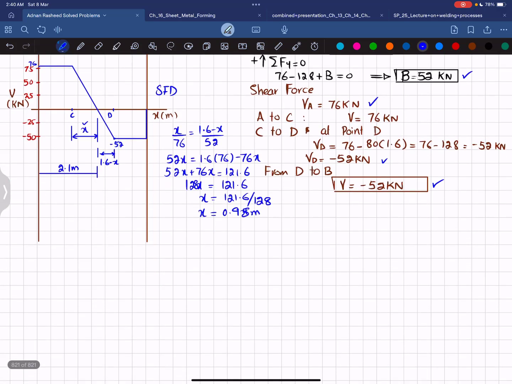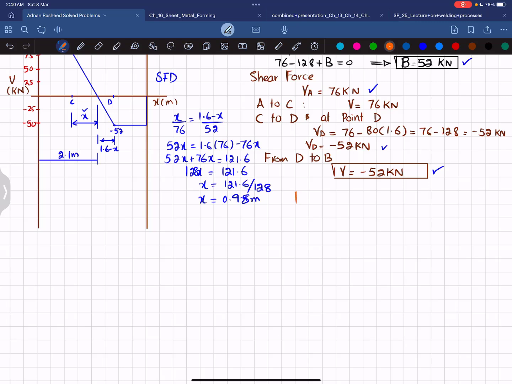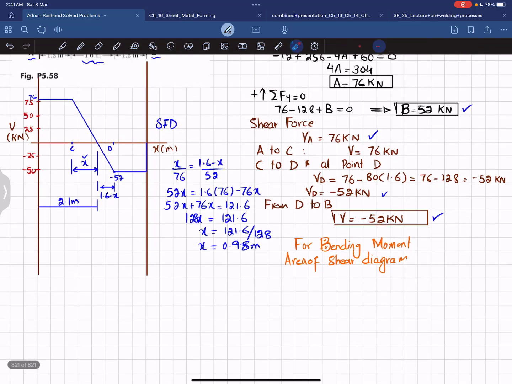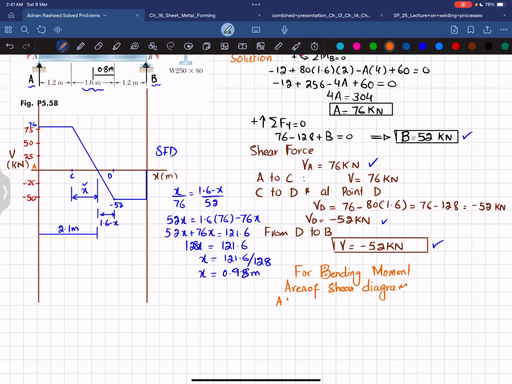Now we will move toward the bending moment diagram, and for the bending moment diagram we know that bending moment can be obtained by taking the area under the shear force diagram. So area of the shear diagram. Okay. First the area from A to C. This is your point A, and this is your point C. So this is the first area under the shear force diagram, and this is a rectangle. So its area will be 76 multiplied by this length, which is 1.2 meter. So from A to C, the area under the shear force, which is represented as the integral of V dx, will be equal to 76 multiplied by 1.2, and that will give you 91.2 kilonewton meter.